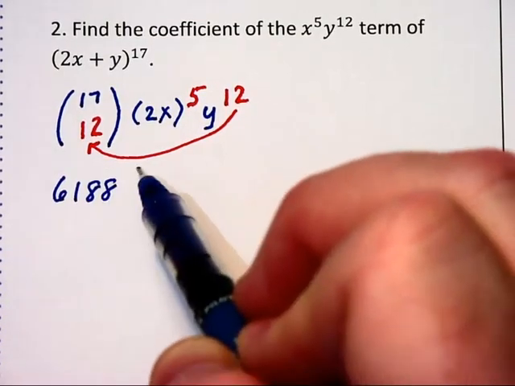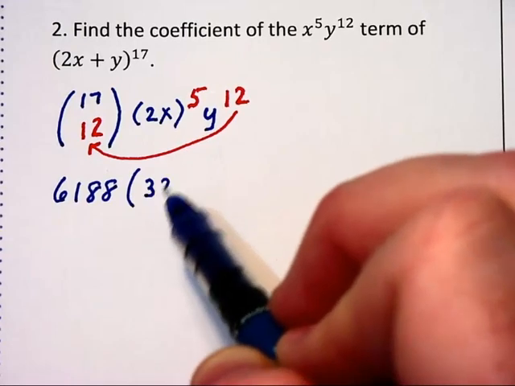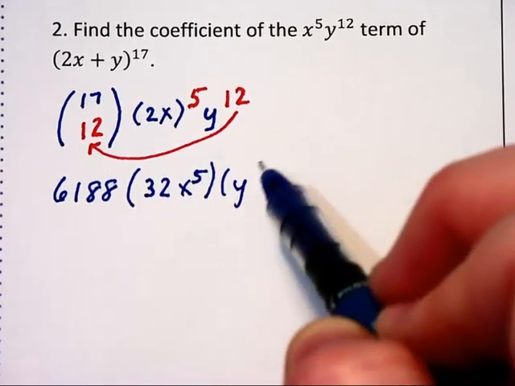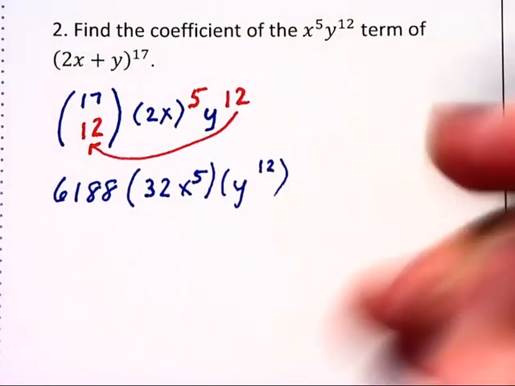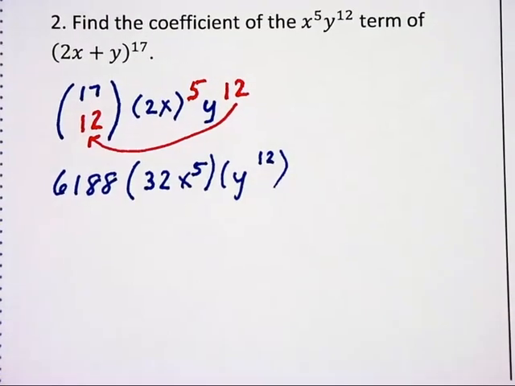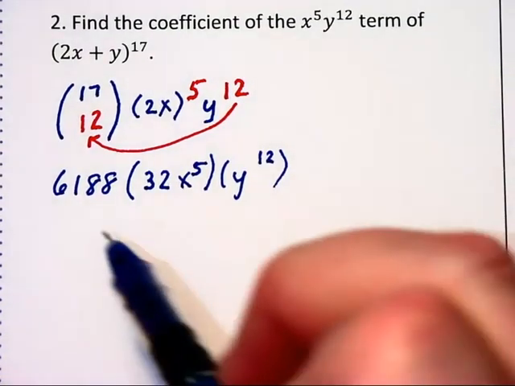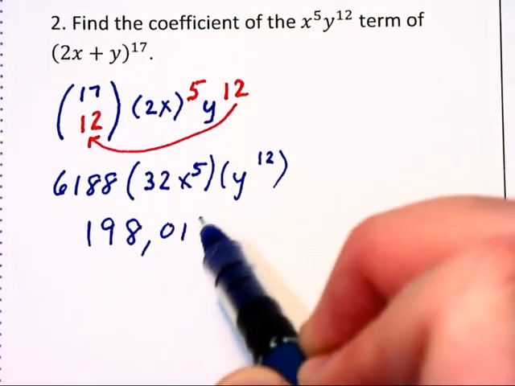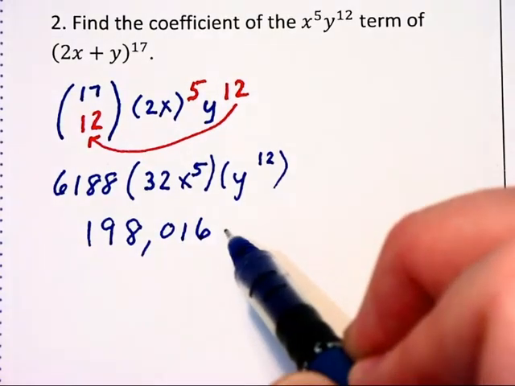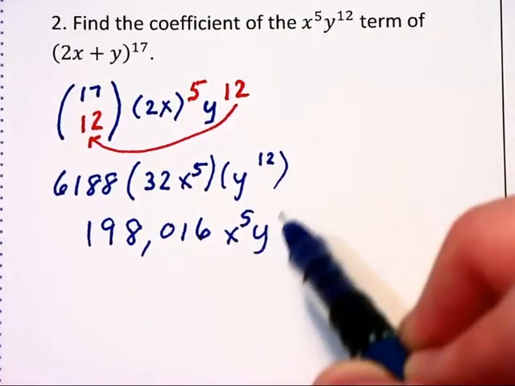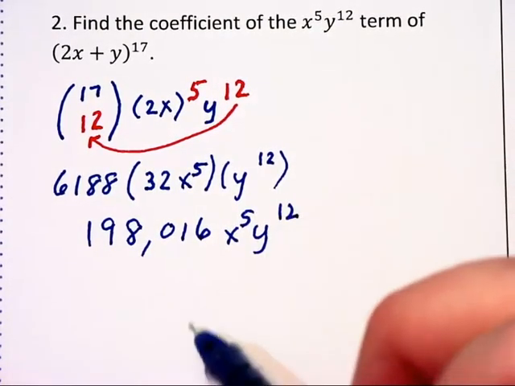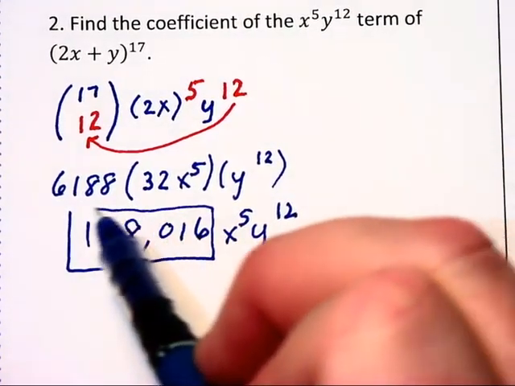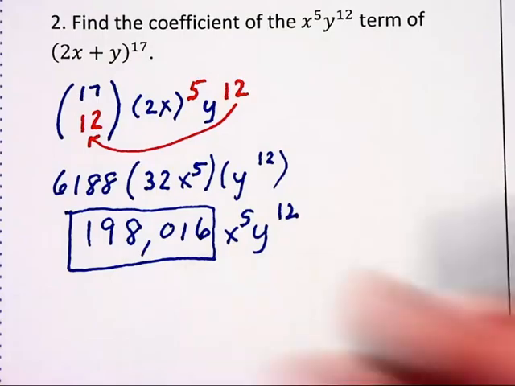6,188. That will be multiplied by 32x to the fifth, finally times y to the 12th power, and 6,188 times 32 is 198,016 x to the fifth y to the 12th. Find the coefficient. That would only be the 198,016 out in front.